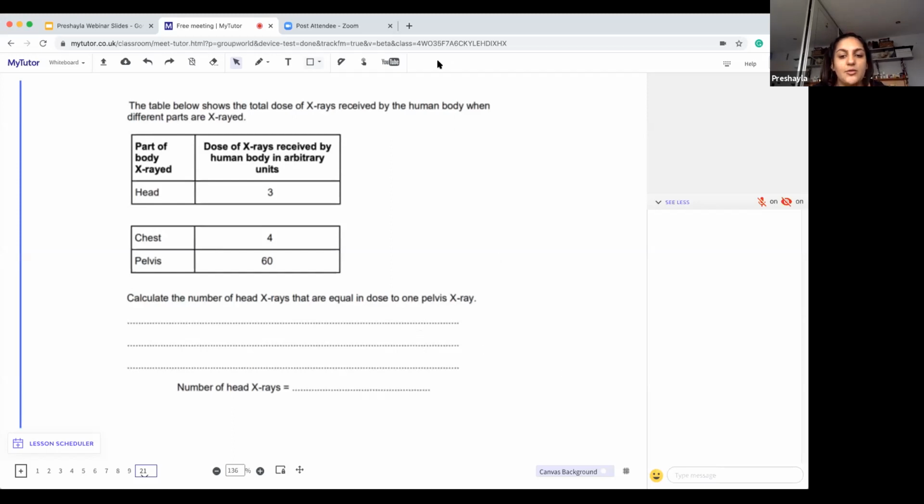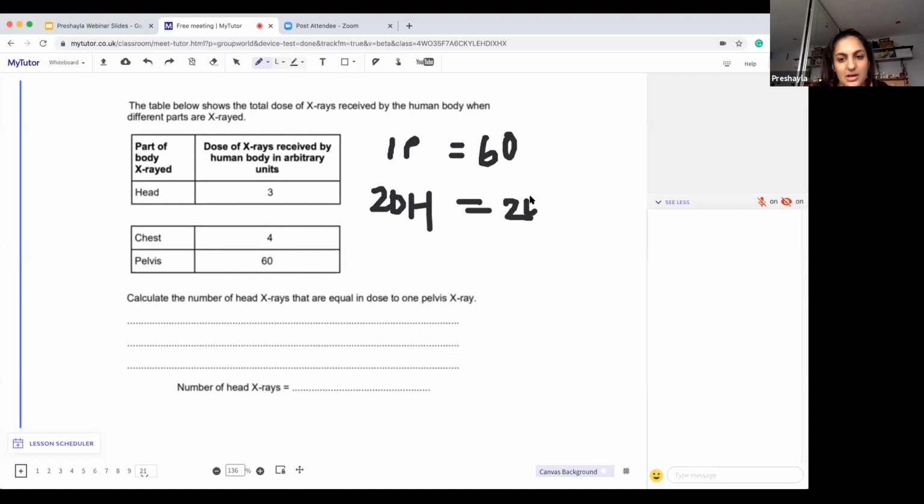20. Well done, Daniel. 20 head X-rays is equal to one pelvis X-ray. So if one pelvis X-ray is 60, then we need 20 head X-rays, 20 times 3 to get 60, which is the amount for a pelvis.